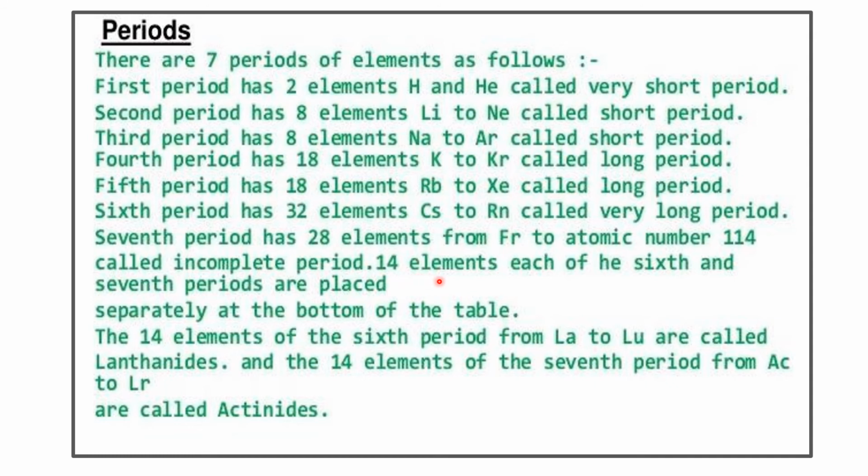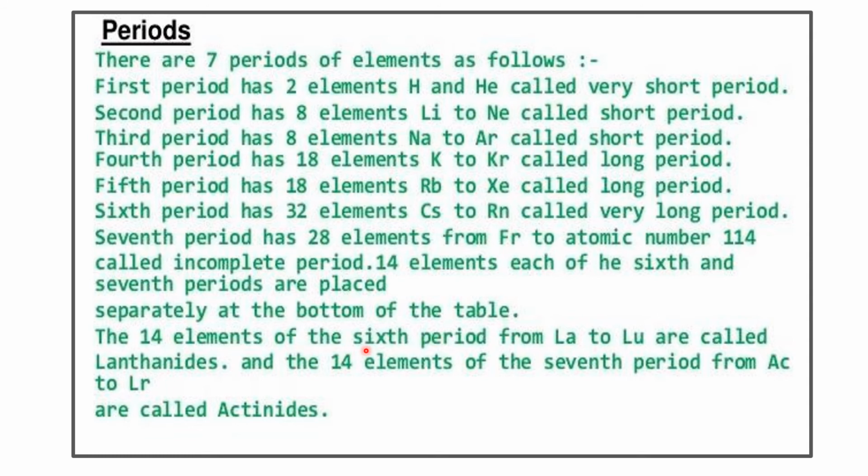14 elements each of 6th and 7th periods are placed separately at the bottom of the table. So here 14 elements from 6th period as well as 7th period, from these two periods, they are arranged at the bottom of the periodic table. And why they are arranged separately is due to their unique nature, they are placed at the bottom. Now let's see what it is.